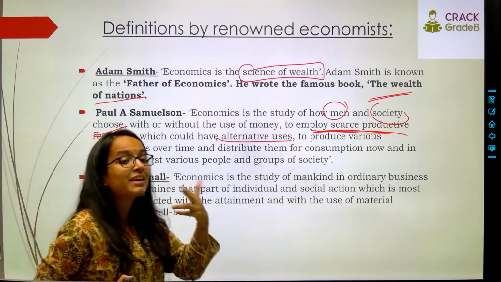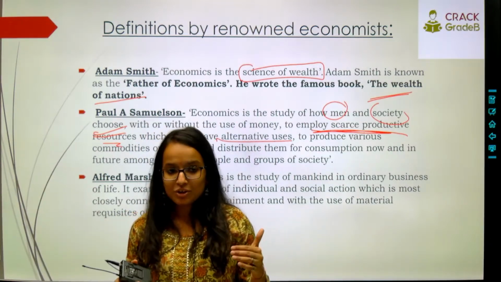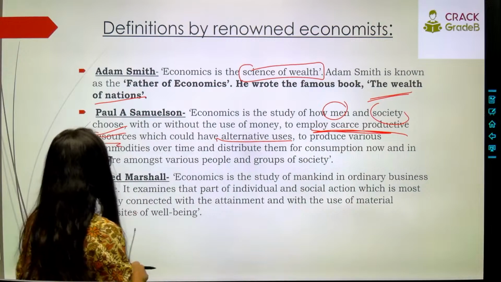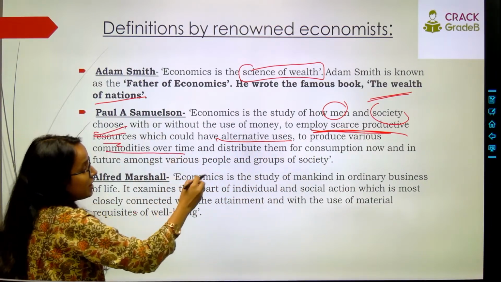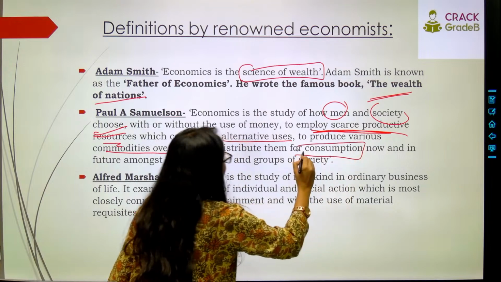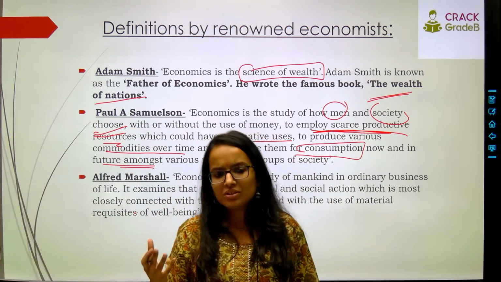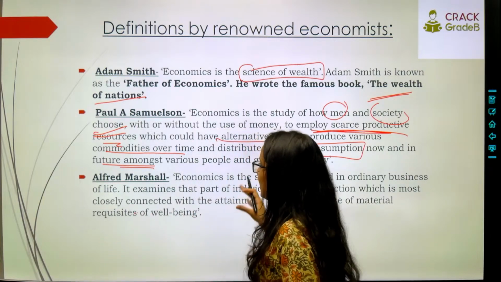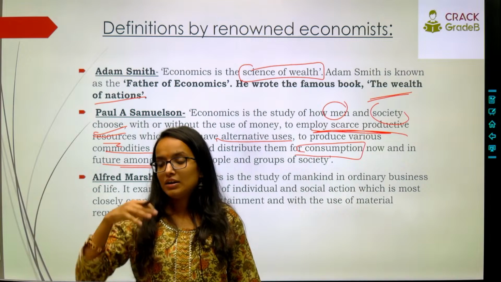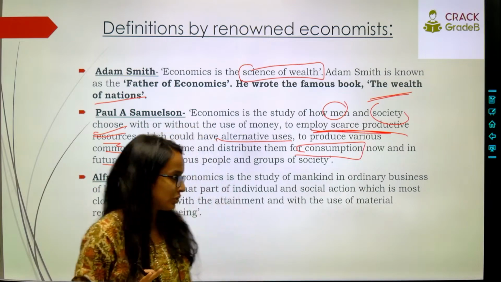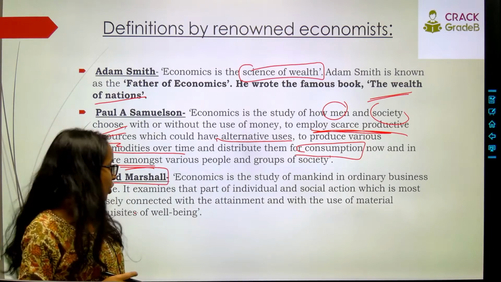We cannot buy everything. Everything is not available to us and not affordable. Why? Because it is limitedly available, right? Which could have alternative uses to produce various commodities over time and distribute them for consumption now and in future among various people and groups of society. So this is also again the definition which says that economics deals with the production, with the distribution of the scarce resources, right? Next is Alfred Marshall, again a very famous English economist.